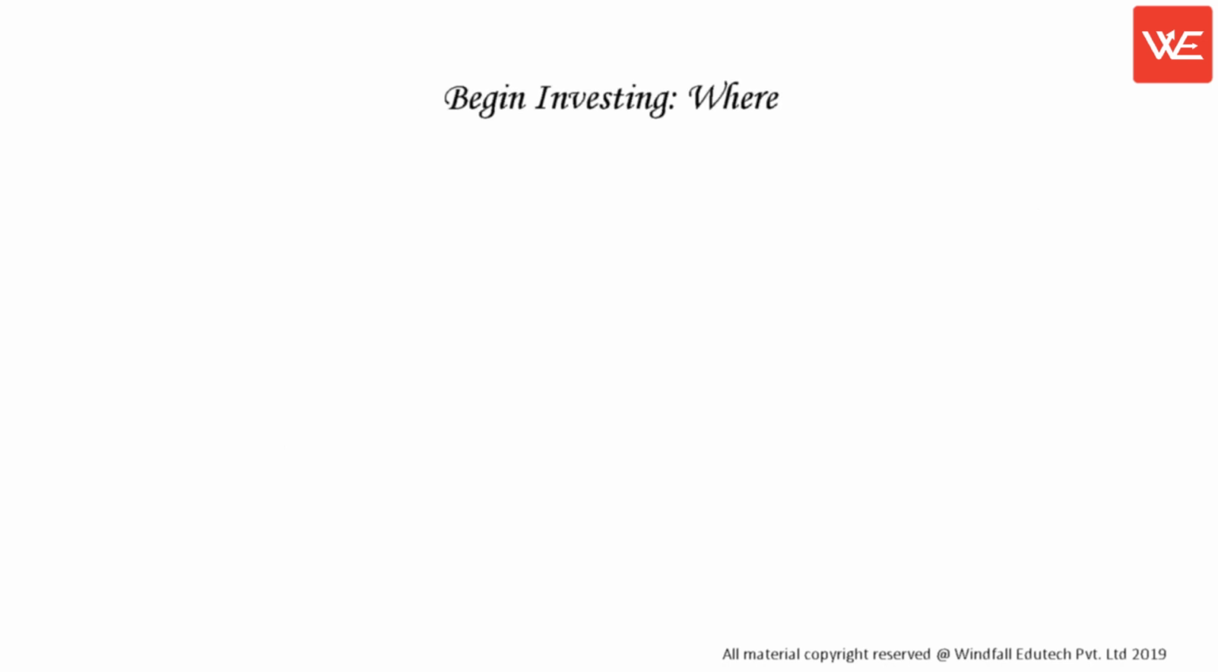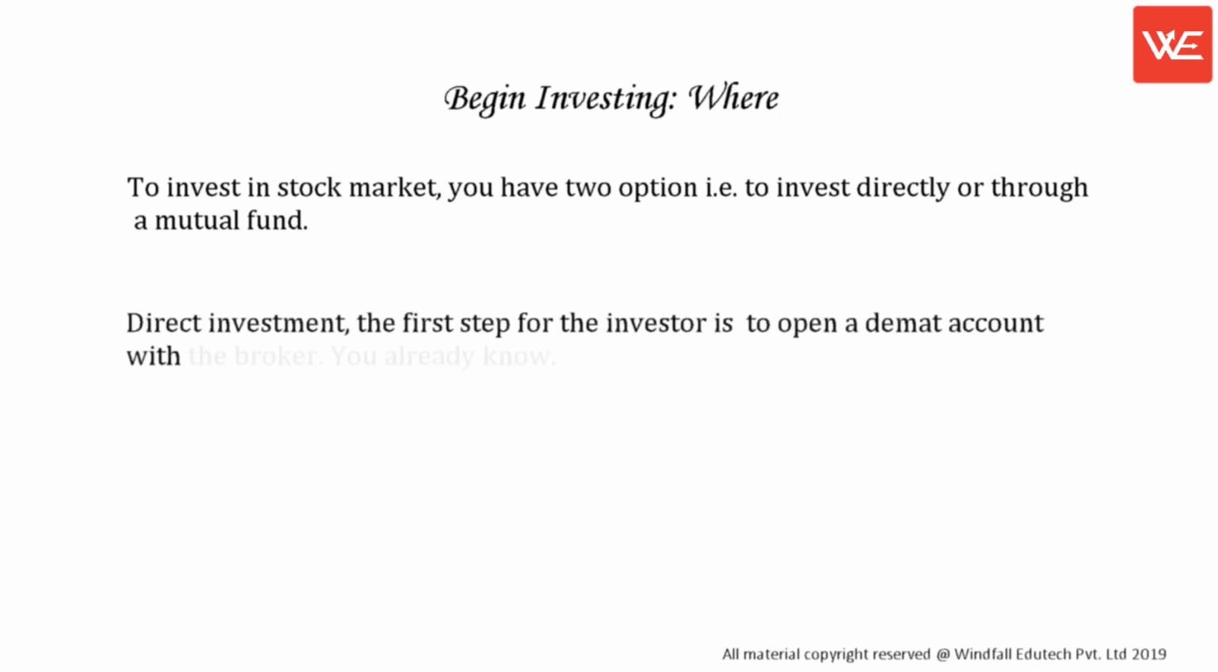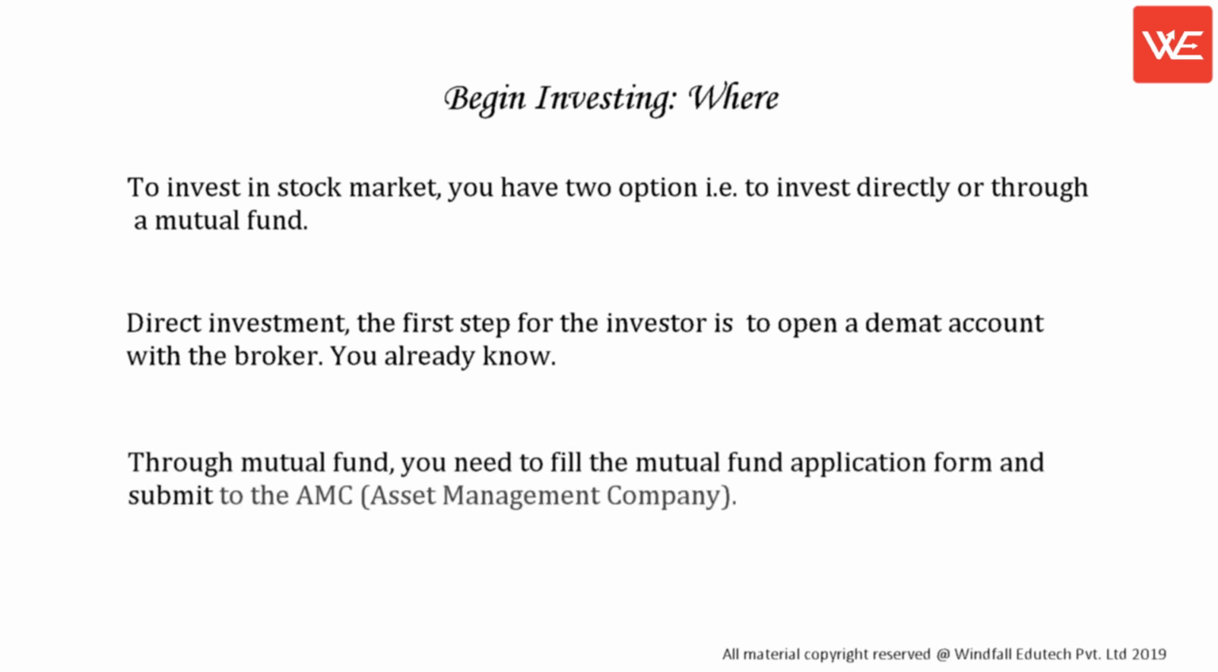Begin investing. Where? To invest in the stock market, you have two options, i.e. to invest directly or through a mutual fund. Direct investment: the first step for the investor is to open a Demat account with the broker. You already know. Through a mutual fund, you need to fill the mutual fund application form and submit it to the AMC, Asset Management Company.